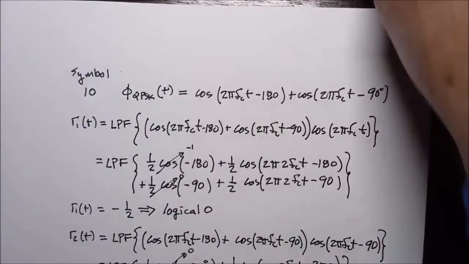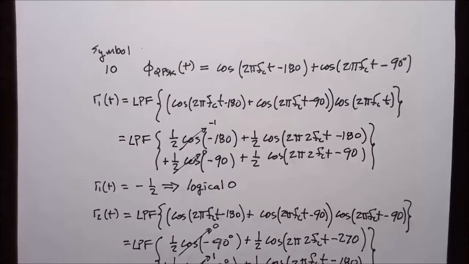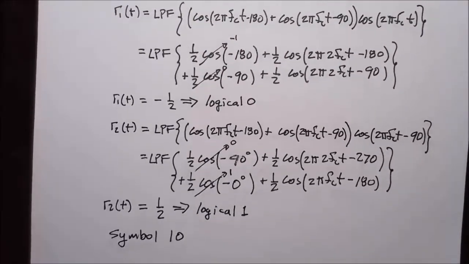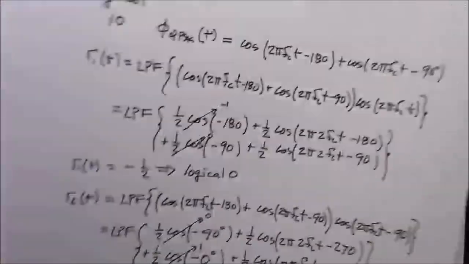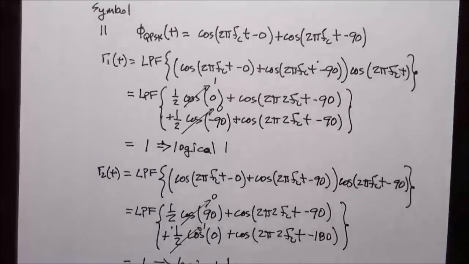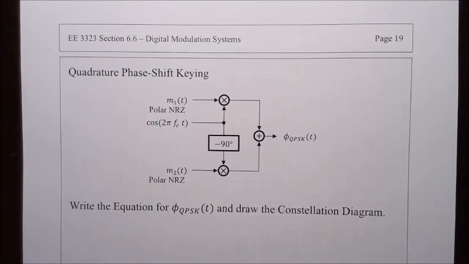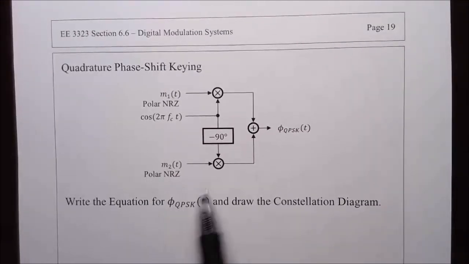In the interest of time, I worked out the demodulation for the final two symbols, and you can follow along with my calculation, or it'll also be in the notes. This is for symbol 1, 0, and finally for symbol 1, 1. I have worked out the MATLAB numerical simulation for this quadrature phase shift keyed signal.